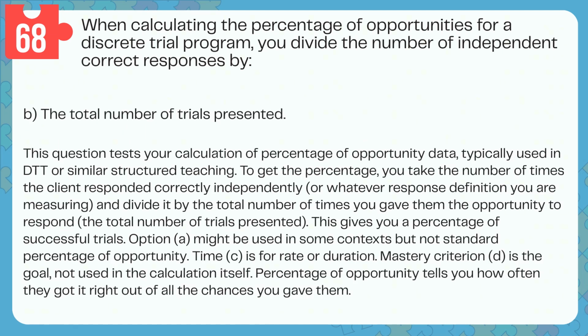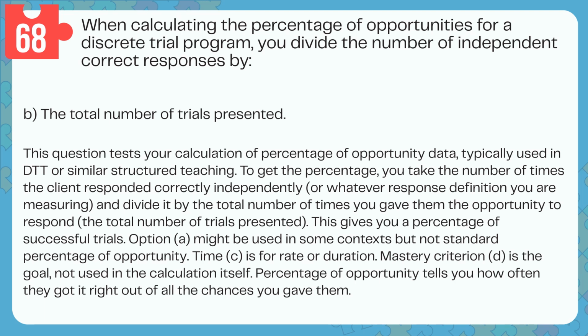Answer: B. The total number of trials presented. This question tests your calculation of percentage of opportunity data, typically used in DTT or similar structured teaching. To get the percentage, you take the number of times the client responded correctly independently, or whatever response definition you are measuring, and divide it by the total number of times you gave them the opportunity to respond, the total number of trials presented. This gives you a percentage of successful trials.